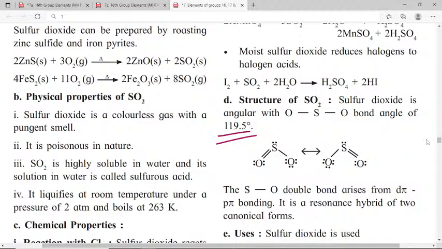Get it? The structure of sulfur dioxide is angular, with an oxygen-sulfur-oxygen bond angle of 119.5. Okay, please mention it. This is very, very important. Many times a question is asked on the bond angle of oxygen, sulfur, oxygen in SO2. Okay, get it everyone? Please note down.